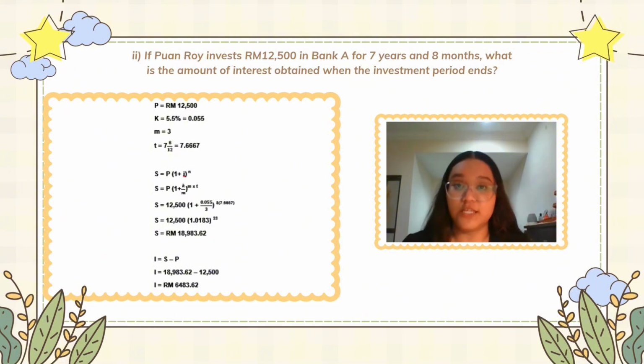So how do we get the interest? We can find the interest by using the original interest formula, which is I equals S minus P. So I equals 18,983 ringgit and 62 cents minus 12,500, which gives us the interest of 6,482 ringgit and 62 cents.